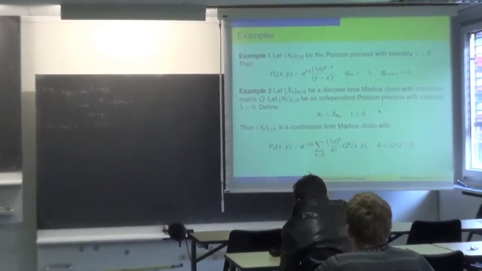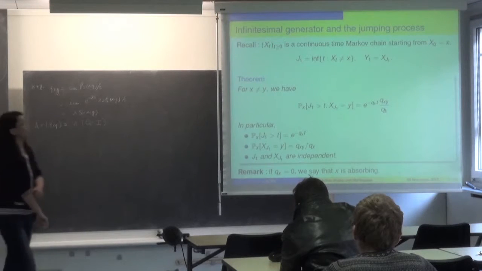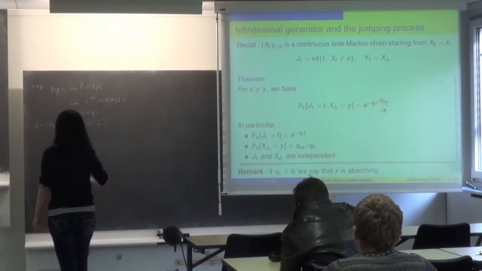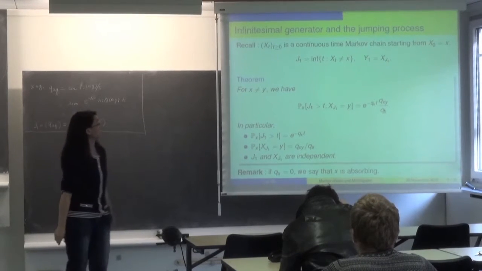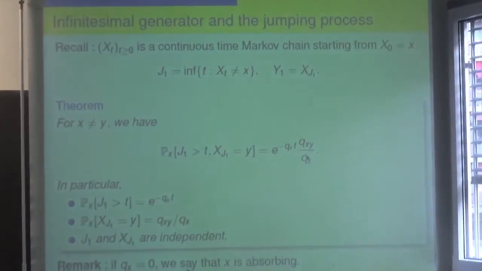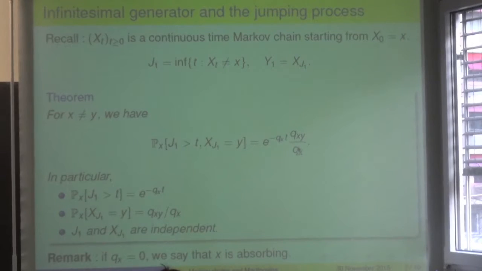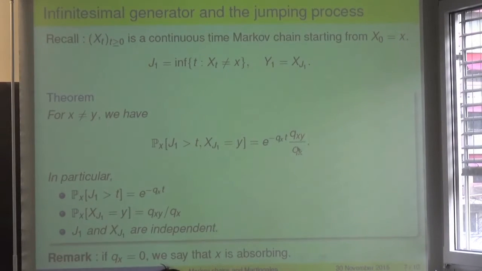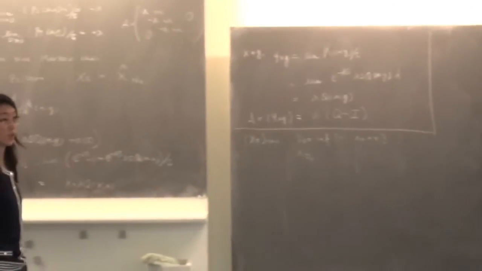Okay. And then we talk about the relation between the infinitesimal generator and the jumping process. In this theorem, we consider the jumping process. Suppose X_t is the continuous-time Markov chain we considered, and J_1 is the first time that it jumps. And X_{J_1}, of course, says where it jumps.